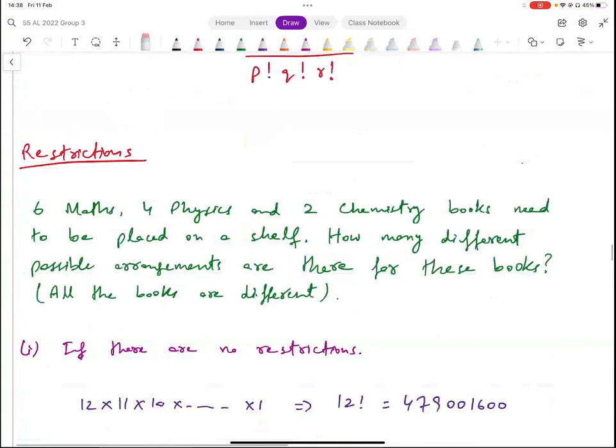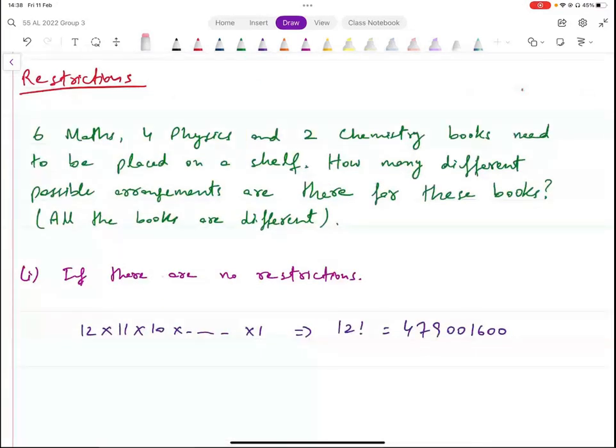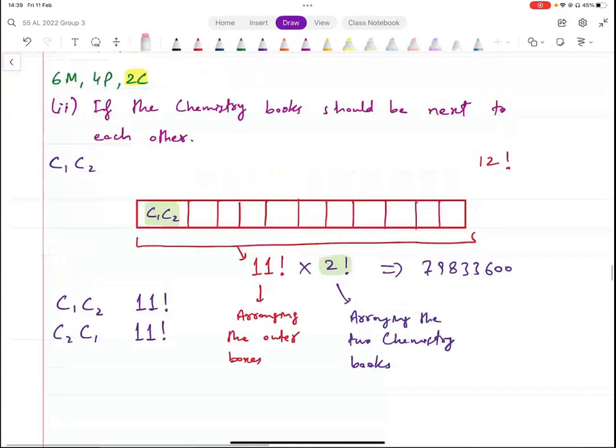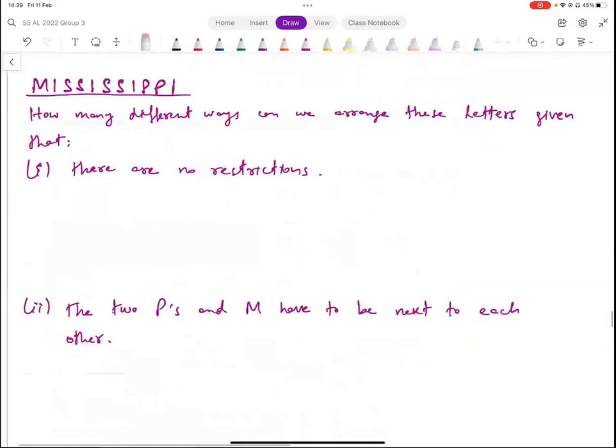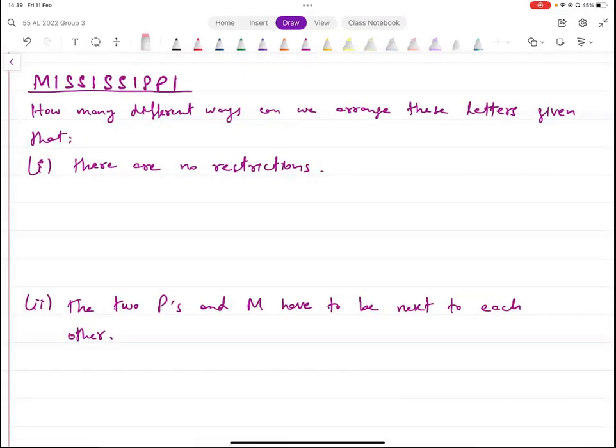We've talked about restrictions, one kind of restriction for now: what happens if we want to put some objects together with each other. We have talked about both of these cases so far. But now, what about this? We have this word Mississippi, and what we want to do is see in how many different ways we can arrange these letters, given that there are no restrictions. Okay, first of all, there are no restrictions. Meaning, you don't have to put any letters together or anything like that. How do you arrange these letters?